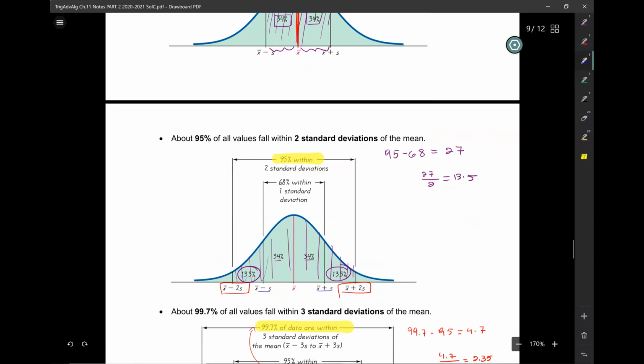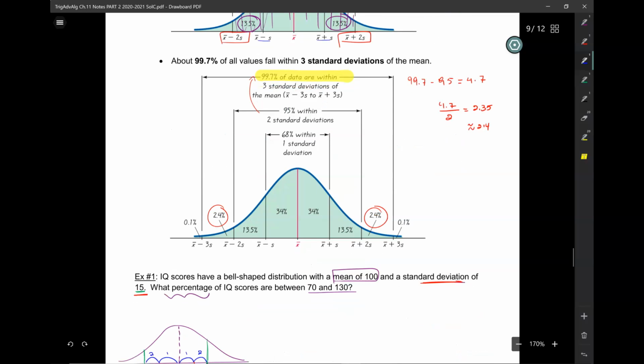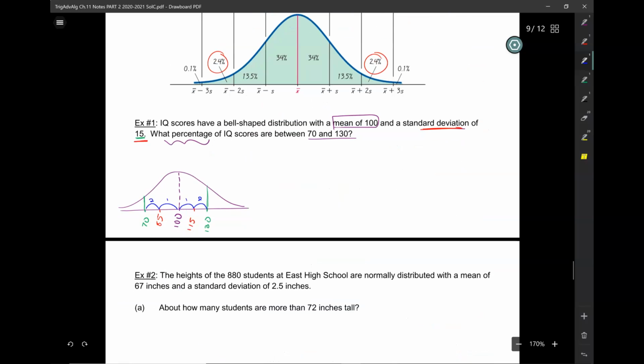2 standard deviations, that's 95% of the data, right? So all this, that's 95% of the data. So since we went 2 standard deviations, we say that's 95%. Okay? Questions?